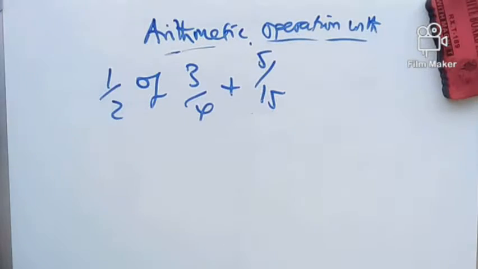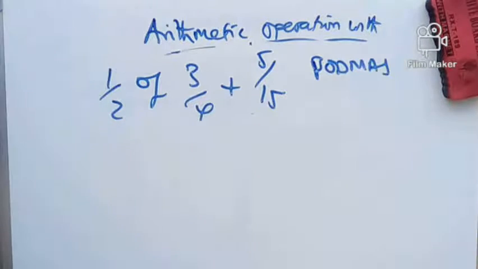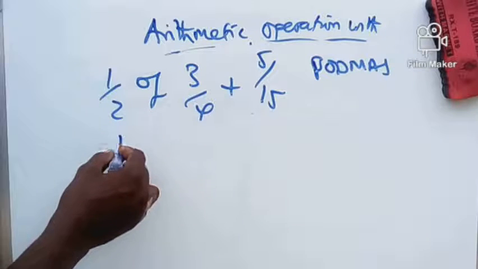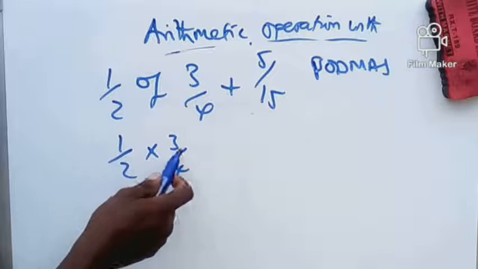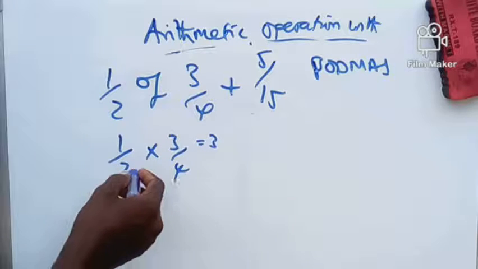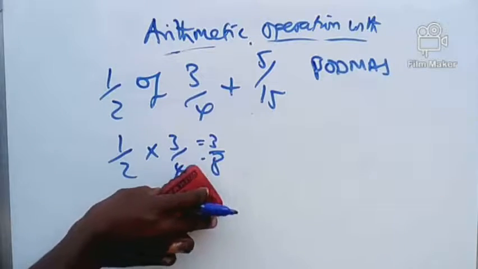So let's quickly solve this problem. Now, to tackle this problem, the question says 1 over 2 of 3 over 4 is added to 5 over 15. So to solve this problem, we simply write down our BODMAS and ask ourselves, is there any bracket in the question? No. Any of in the question? Yes. So we tackle the one that involves of first. 1 over 2 multiplied by 3 over 4. So what do we have? We have 1 times 3, that is what? 3. 2 times 4, and that is what? 8. So we have tackled that problem. What we have here is 3 over what? 8.